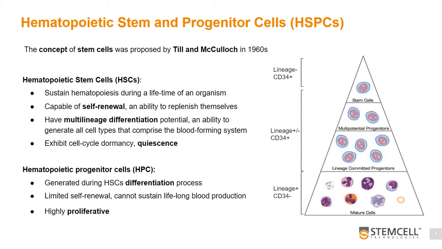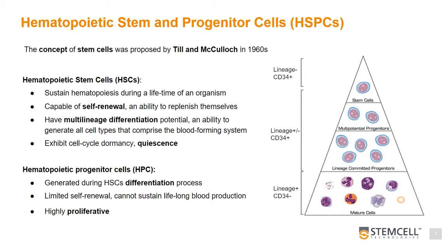As such, hematopoietic stem cells are defined by the ability of self-renewal and multi-lineage differentiation, as well as can be characterized by the quiescent state, a cell cycle dormancy. These features together allow to sustain the HSC pool and hematopoiesis during the entire lifespan of an organism.